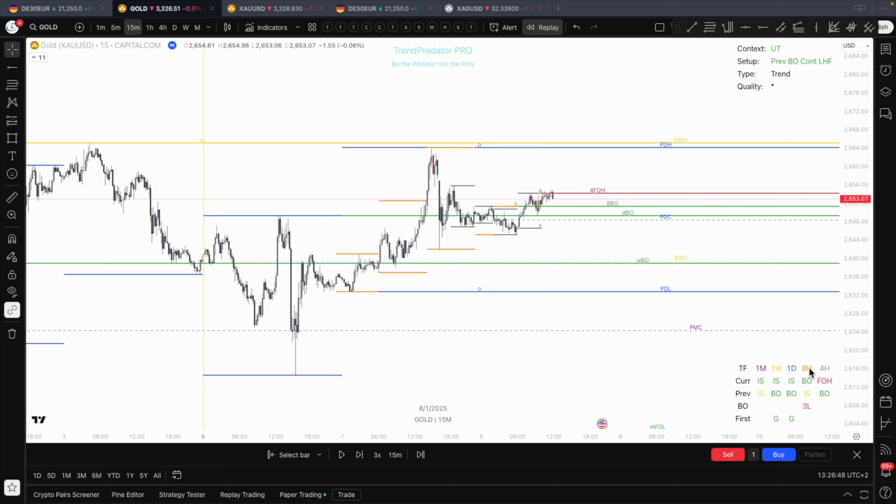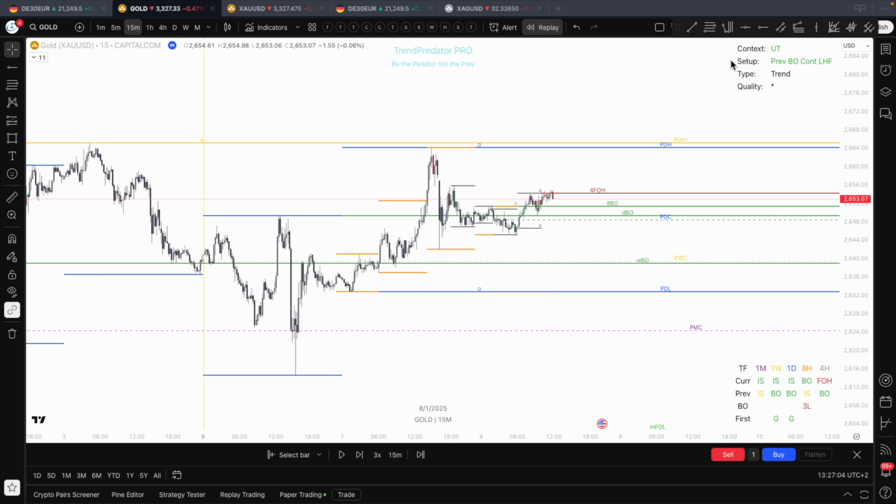You have here the 4-hour and the 8-hour, and the 4-hour currently is in fake out high, the 8-hour is in breakout, and 3 longs extended. So you need to be a bit careful, and you especially don't trade into a 4-hour fake out high.